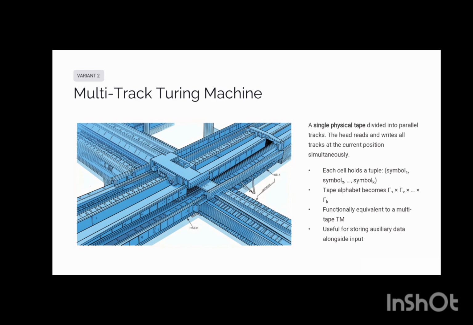This model is particularly useful when the machine needs to store auxiliary information such as marks, counters, or intermediate results directly alongside the input. For example, one track can hold the original input while another track stores processed data. The multi-track Turing machine is computationally equivalent to the multi-tape Turing machine. Any k-track Turing machine can be simulated by a k-tape Turing machine and vice versa with only linear overhead.